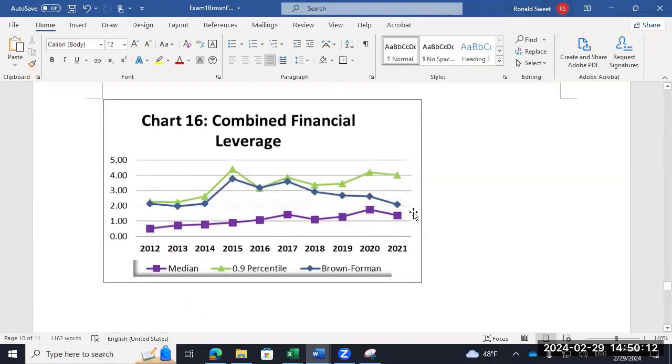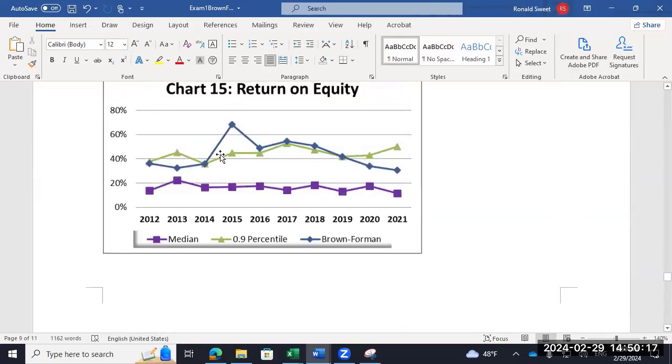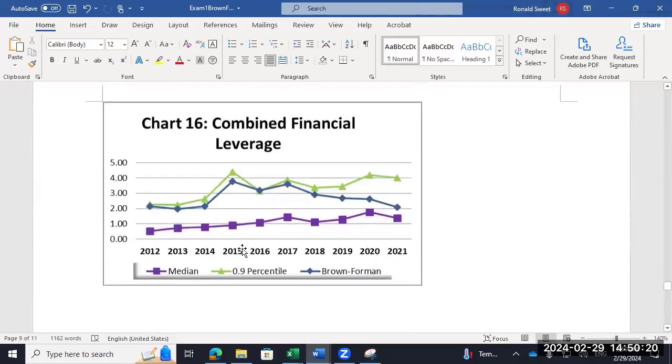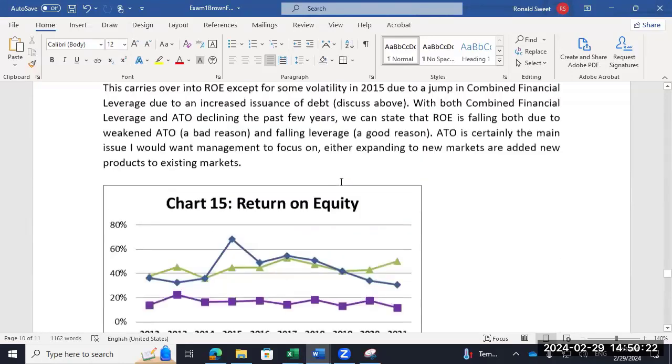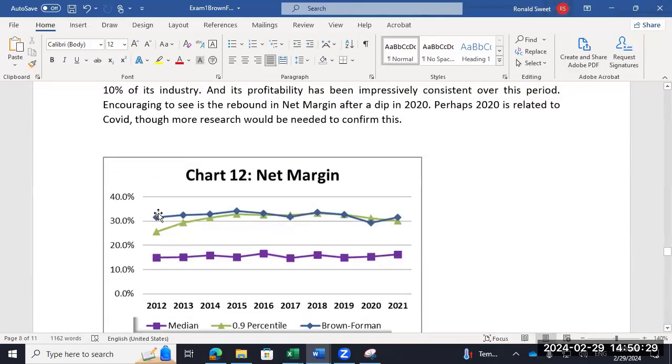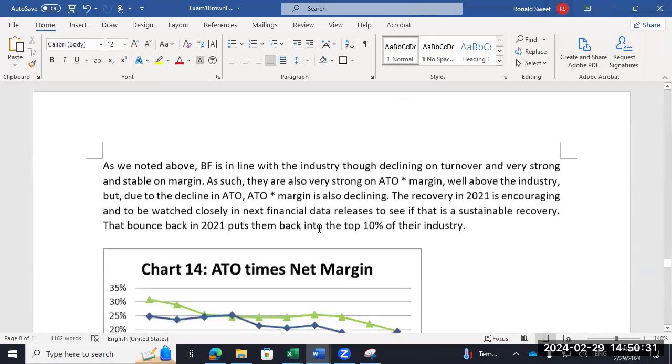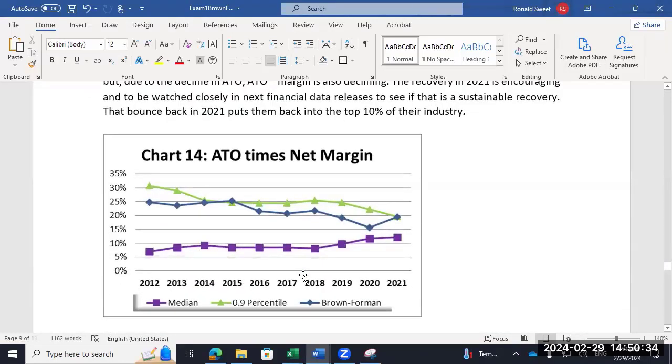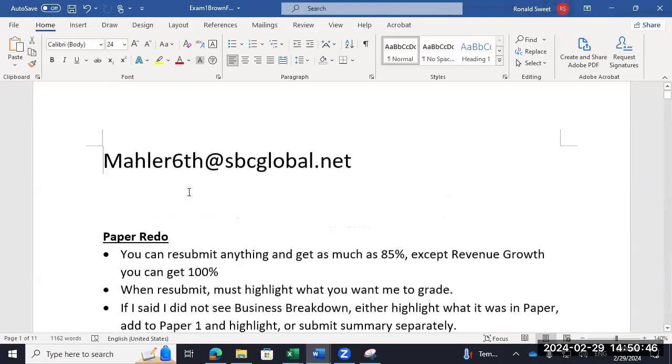The leverage coming down, that's good, right? Chart 16, lower is less leverage, less risk. Return on equity is coming down because of that. That's a good reason for it to come down, but we also know it's coming down because this is coming down. So I went back and said, well, why is this coming down? And we saw margin was incredibly stable. So the only reason ATO times margin is coming down is because of ATO declining. So you're just getting all the pieces and trying to figure out what's driving that line. And then you make up things, knowing about the industry, what they could possibly do. So, all right, we're getting there.